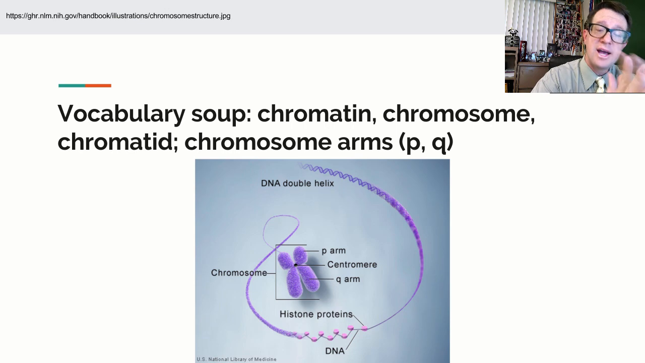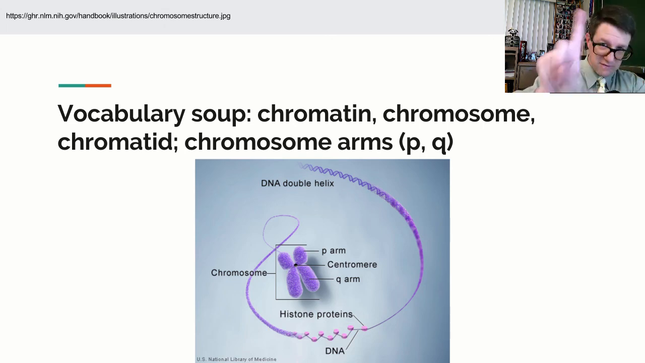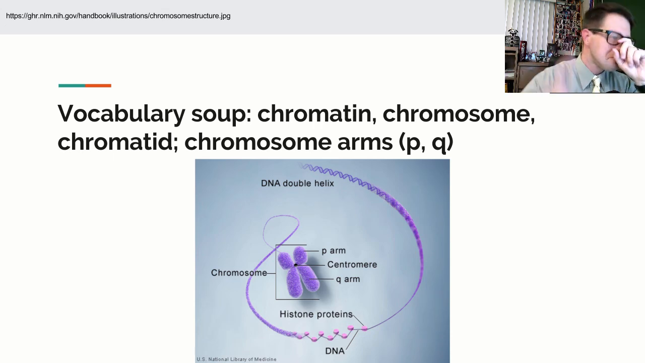Each of those halves of the X is also called a chromosome. But also, when the two are touching each other, we can call those two chromosomes that are connected at the centromere chromatids. The moment I could split them apart, they are no longer chromatids, but they're still chromosomes, which gets all confusing, and they're made out of chromatin.